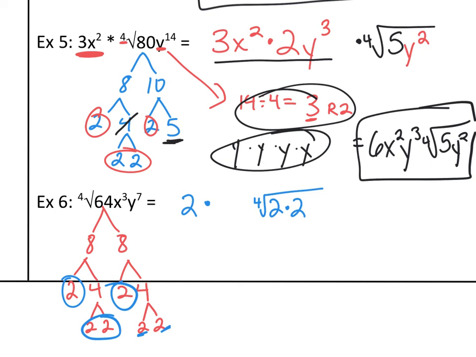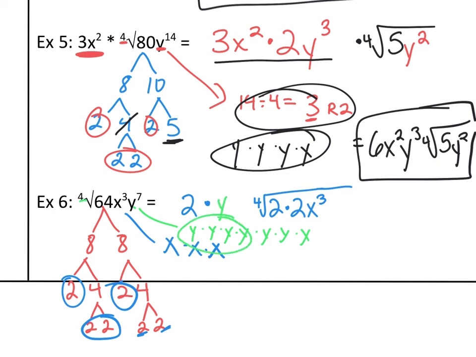Okay. The x's, I got 3 of them. Is that enough to make a group of 4? X times x times x. Can that make a group of 4? Nope, so I'm leaving that underneath as well. Can't do anything with that. What about the y's? One group, right? Because I got 7 of them. So I got groups of 4. That gives me 1 group. So it's out here. How many are left? 3. So that becomes y to the 3rd, and that's underneath the radical.